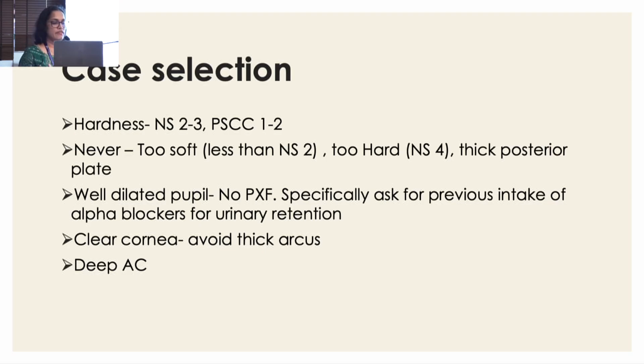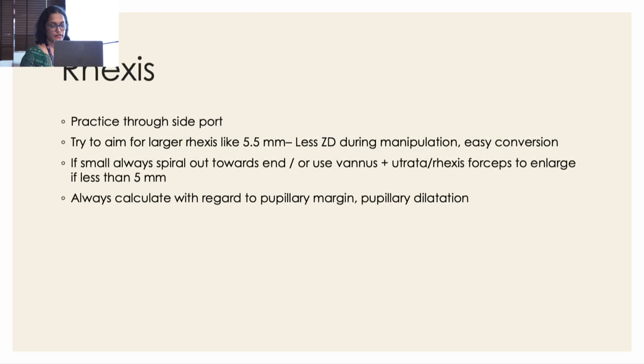The iris will be very floppy, and our cornea should be very clear. There should not be any endothelial pathology, and also please avoid thick brunescent cataracts. Thick cataracts also dampen the view, and the AC should be deep. So ideal case selection is also very important in planning phaco. And also, we will see some step-by-steps, practice through the rhexis, practice through the side port.